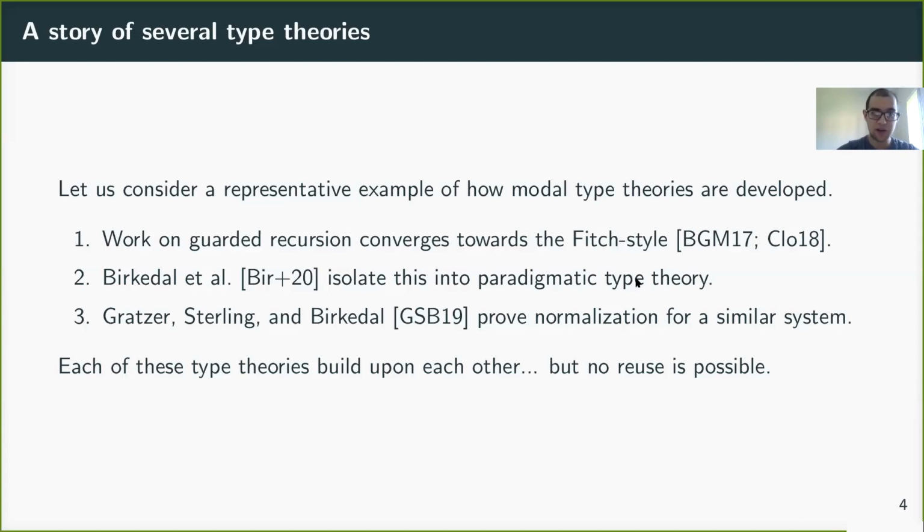Now, each of these type theories is related to each other, both historically and also practically. The judgmental structure between all of these is very, very similar. But this relationship is informal at best, and I can't reuse any of the proofs from these type theories. And that's unfortunate, because a normalization result is a substantial amount of work, and I would like to port it to the core type theory from Birkedal et al.